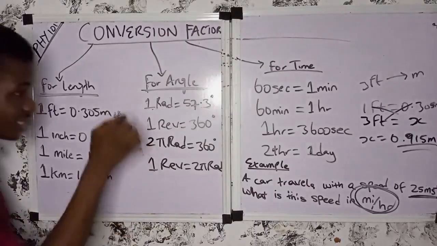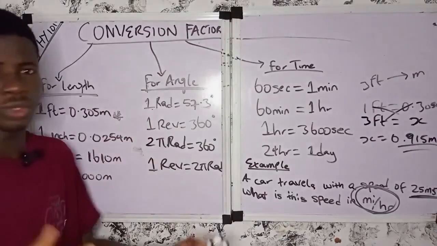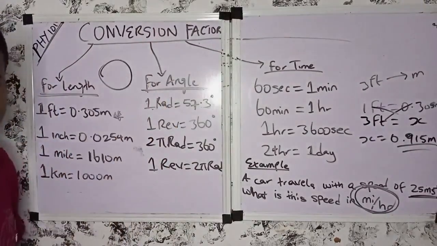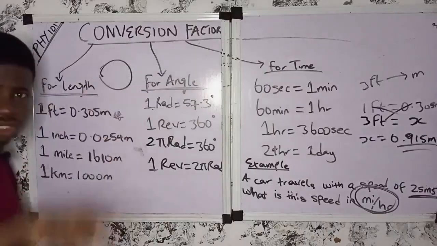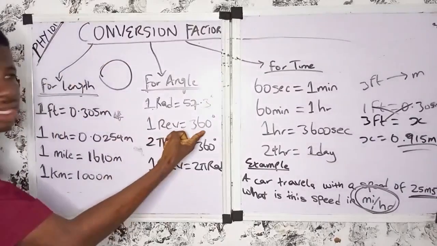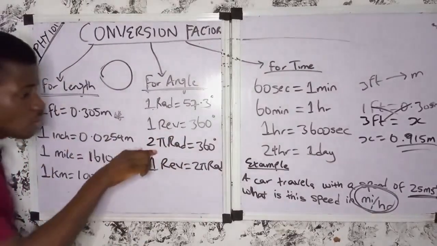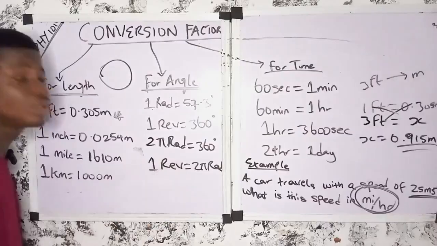Okay, because this second one is revolution. Who does not know 1 revolution? 1 revolution, 1 cycle. We all know that a cycle is 360 degree, right? Yes. 1 revolution, which is 1 cycle, is equals to how many degree? Is equals to 360 degree. Then 2 pi radian is equals to 360 degree.